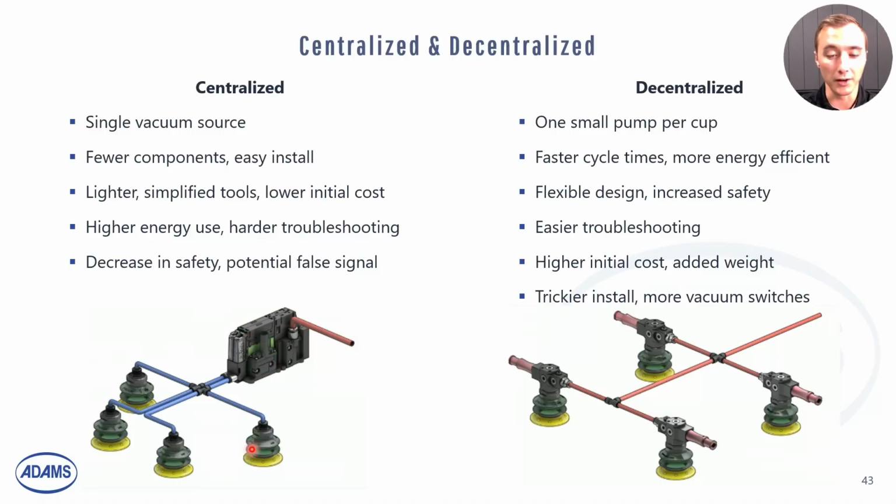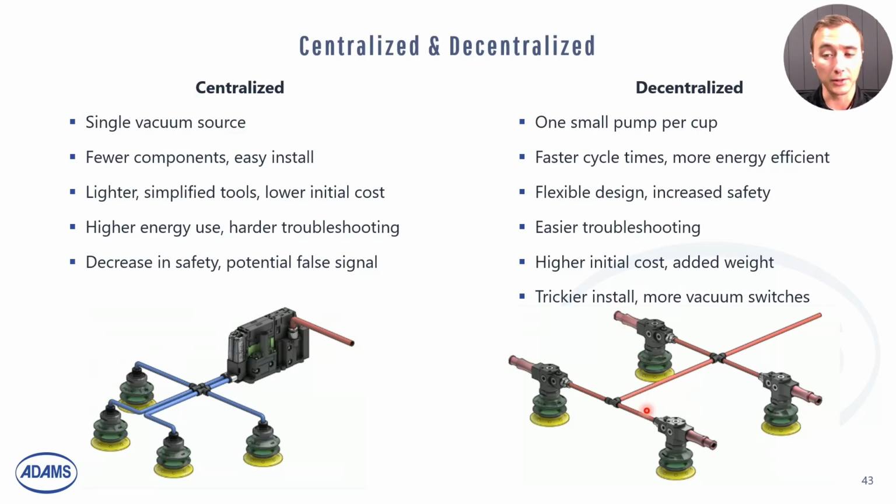If something goes wrong, if one cup fails and creates a leak to atmosphere, none of the suction cups are going to create a seal, which can also be a safety issue. So it's a big consideration where it's kind of all or nothing. All the cups or all the tools have to be working together, all have good seals, for the system to work. Whereas the decentralized system is where each individual cup has a small venturi pump built into it.